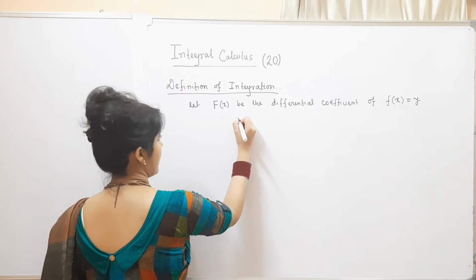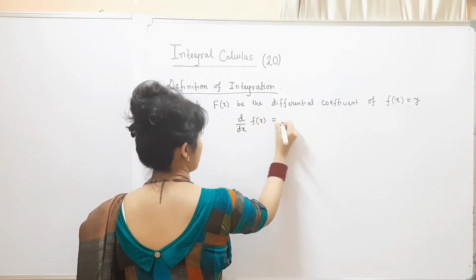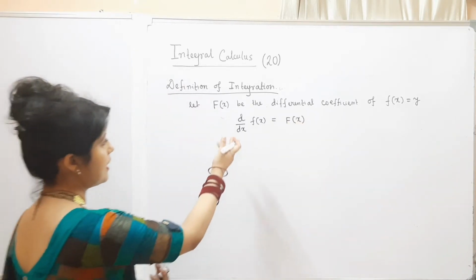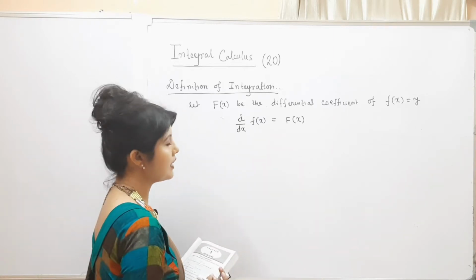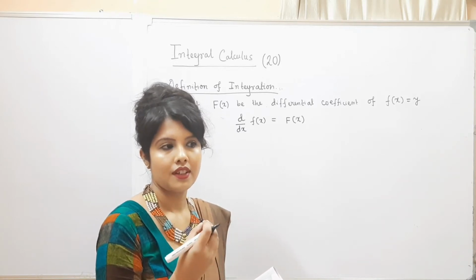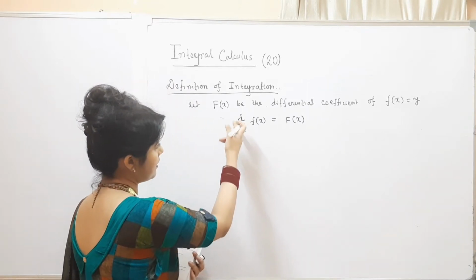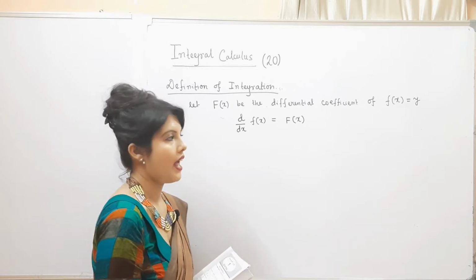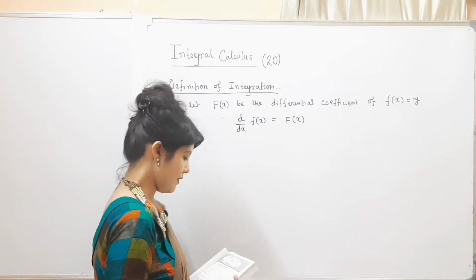So how can I write this? That is d/dx of small f of x equal to capital F of x, right? Because capital F of x is the differential coefficient of small f of x. Now actually integration is just the opposite form of differentiation. Differentiation is denoted by d/dx of f of x, and there is a particular symbol that defines the integration of the function.